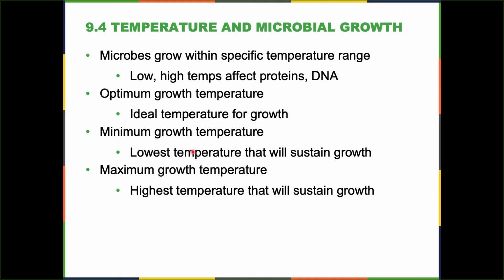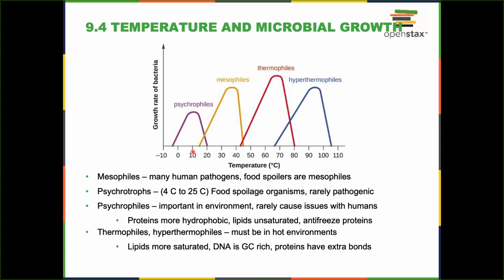All right, our next characteristic that we're going to look at is temperature. Again, look at these definitions. They're going to sound very similar. We have microbes that grow within a very specific temperature range. Low and high temperatures affect protein structure and DNA structure. All of these things are very important. Once again we can define microbes based on their optimum growth temperature, minimum growth temperature, and maximum growth temperature. Just like before, we can define microbes based on these characteristics.